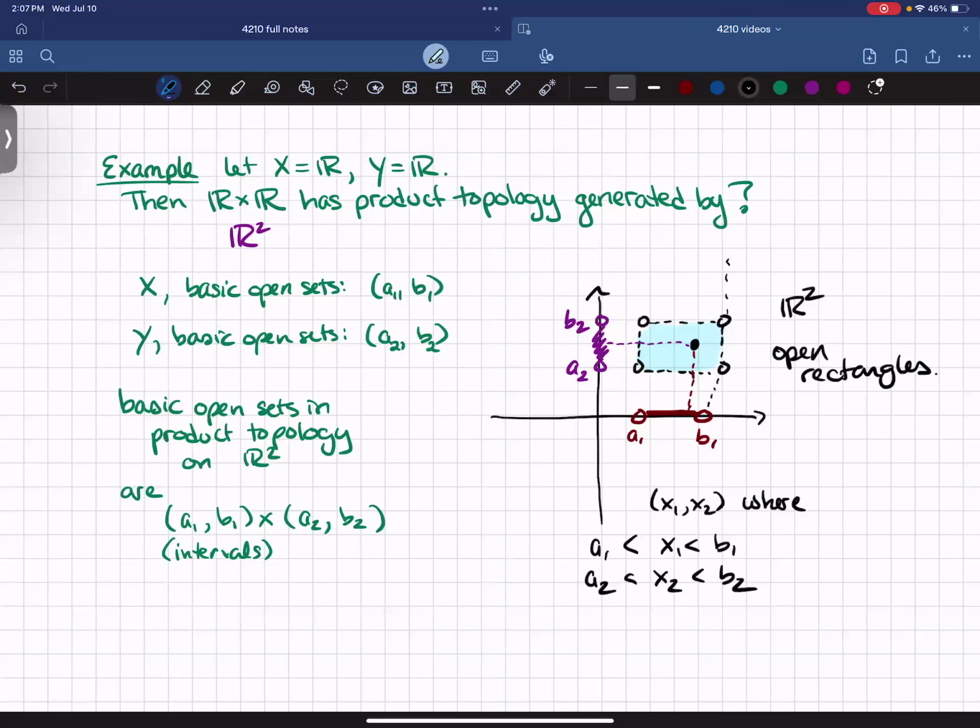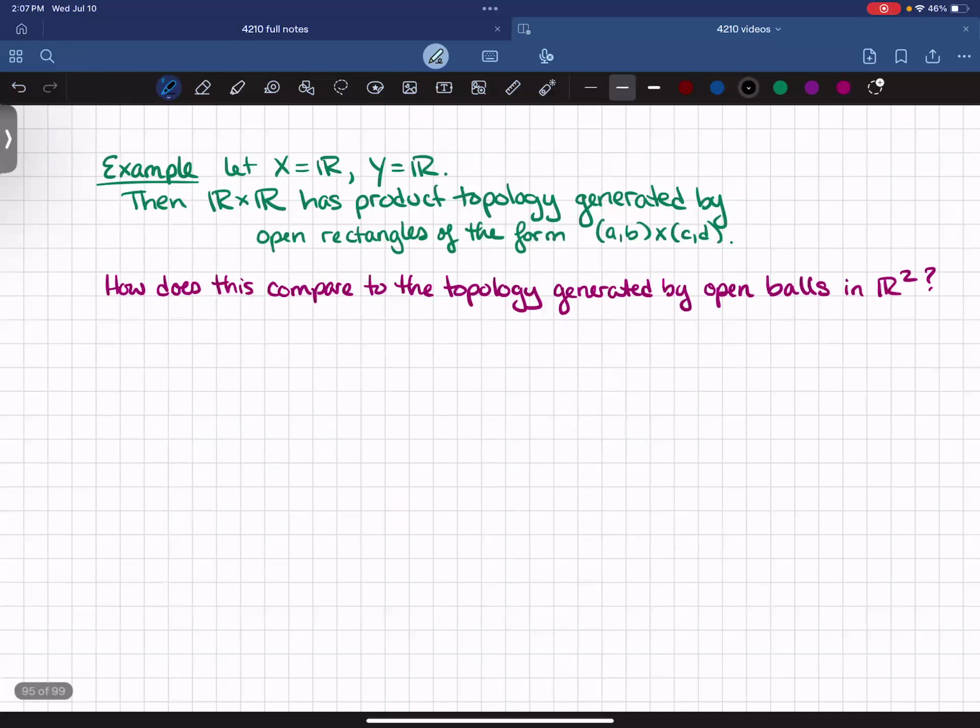Now you might be wondering, because we already have a topology on R2. We have the topology generated by open balls in R2. But now we have this new topology on R2, which we're calling the product topology. So this topology generated by open balls is what we call the standard topology. And this topology with open rectangles is what we're calling the product topology. So how do these two topologies on R2 relate to each other?